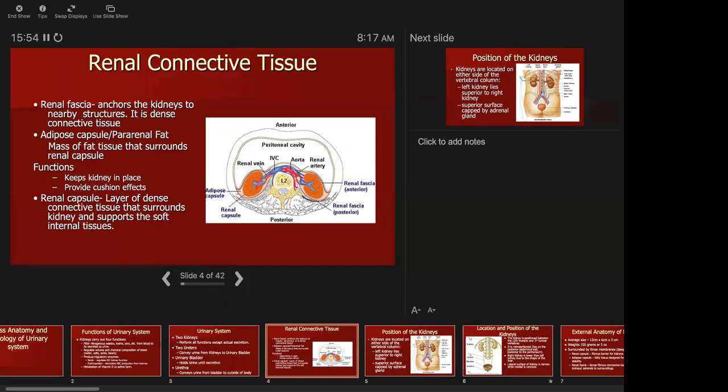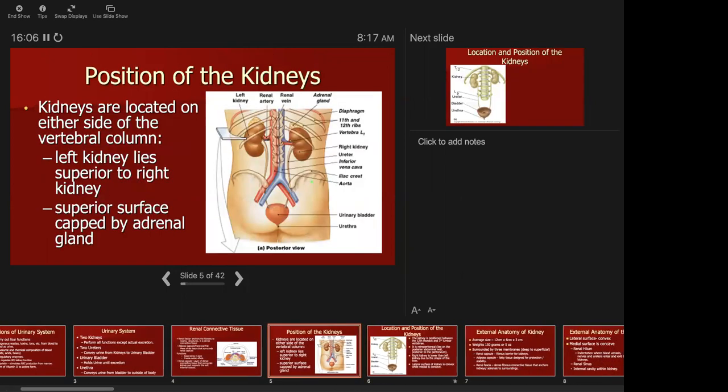If you cannot deduce that, just know that anywhere you see a kidney and you see the aorta there, that must be the left kidney. Okay, so that's just the simple thing I can tell you now.